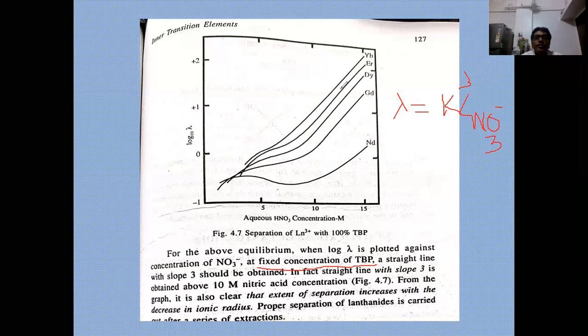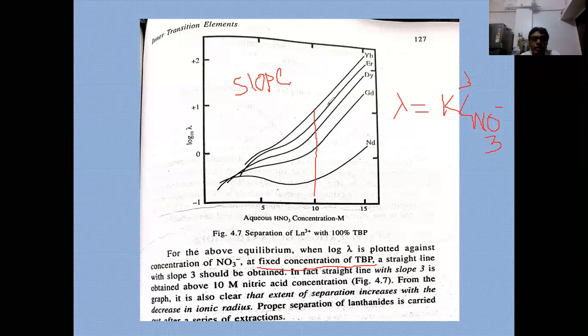So the nature of the graph is a straight line. And what is the value of the slope here? The value of the slope is equal to 3. This slope is obtained only when the concentration of the nitric acid is around 10 molar. So here, around concentration 10 molar, we get the slope 3.